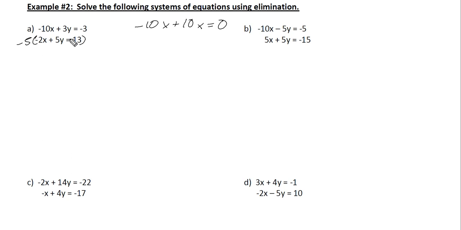So if we multiply this equation by negative 5, and that's the whole thing, everything included, we'd get 10x minus 25y equals negative 65. So now when we combine these 2 equations, the x is going to cancel out. If we combine these 2, negative 10x cancels out that positive 10x. 3y plus negative 25y is negative 22y. And then negative 3 plus negative 65 is negative 68.